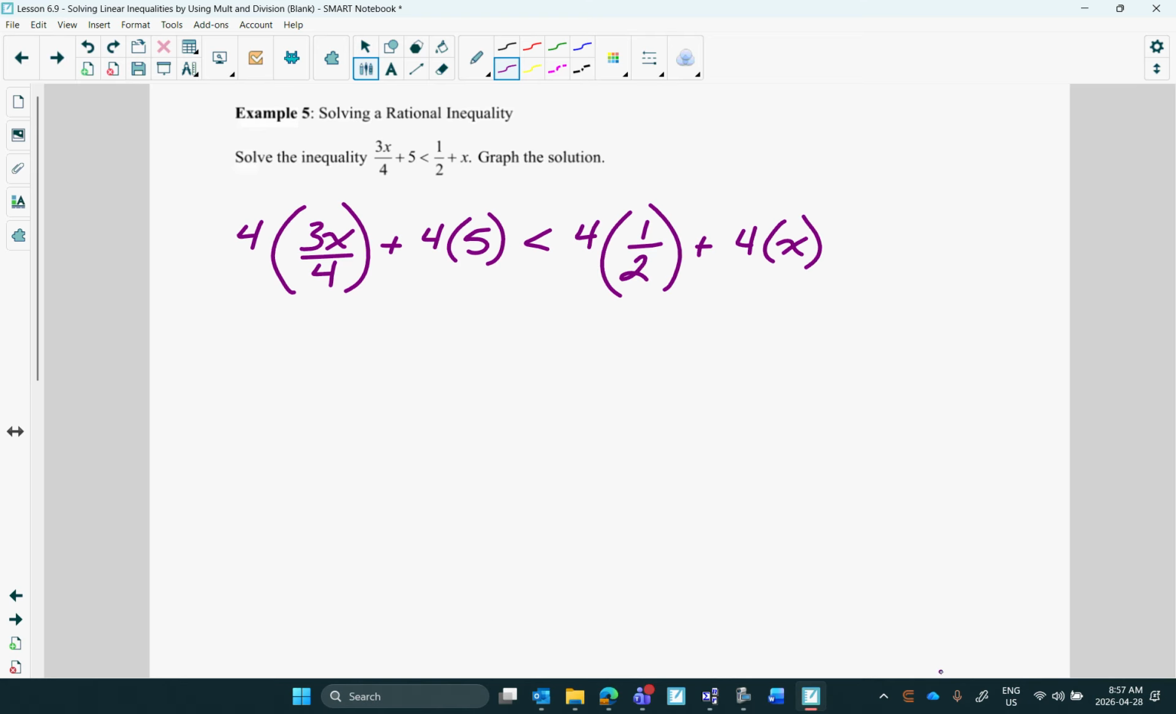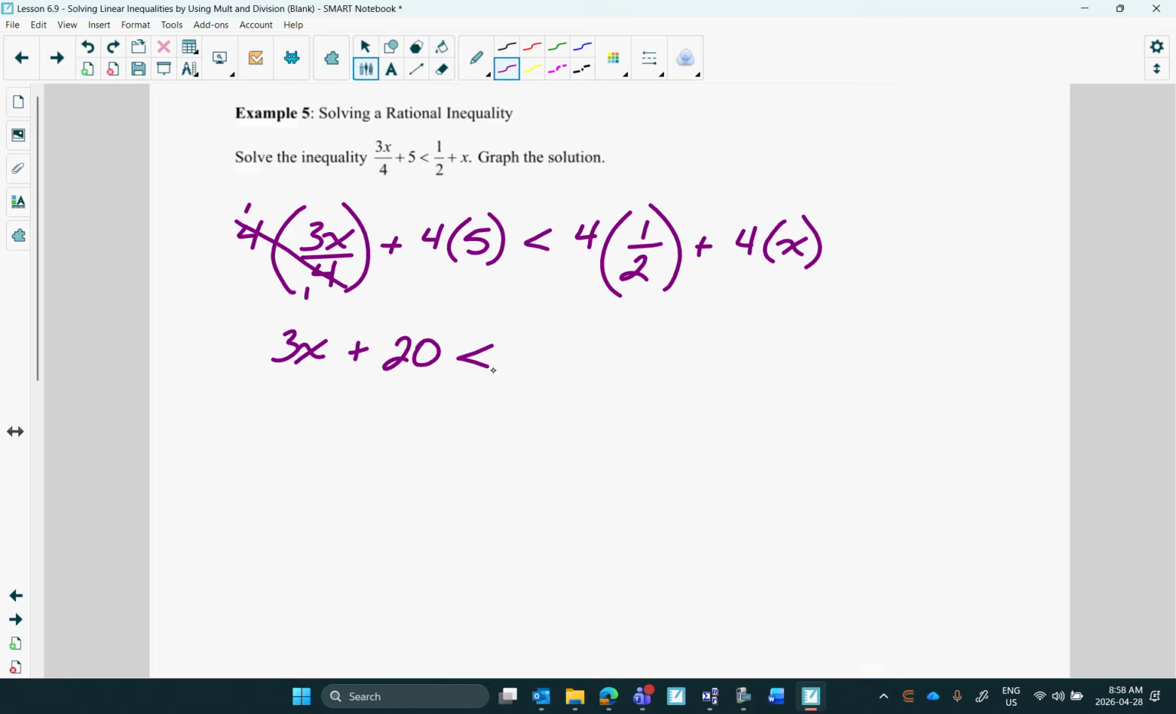And remember how we do these. Times 4, divide 4, cancel to 1 and 1. And 1 times 3x is 3x. Fraction gone. Life is good. Nothing to cancel here. 4 times 5. 20.